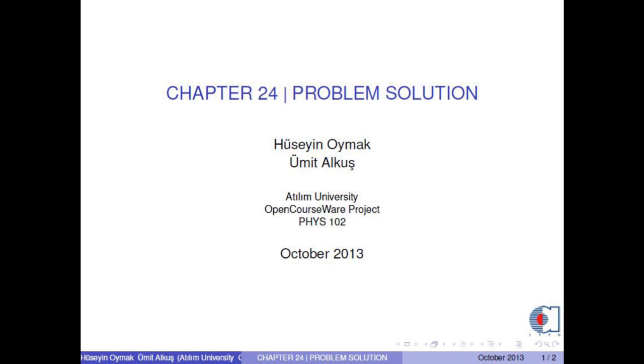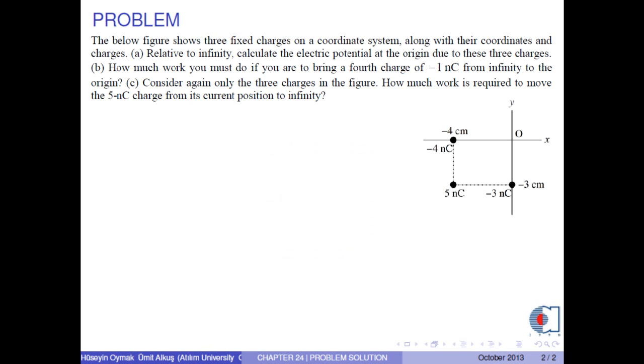In this video, we will solve one problem in chapter 24. The below figure shows three fixed charges on a coordinate system along with their coordinates and charges. Before solving the problem, if we label the charges as 1, 2 and 3, then Q1 is negative 4 nanocoulombs, where 1 nanocoulomb is 1 times 10 to negative 9 coulombs.